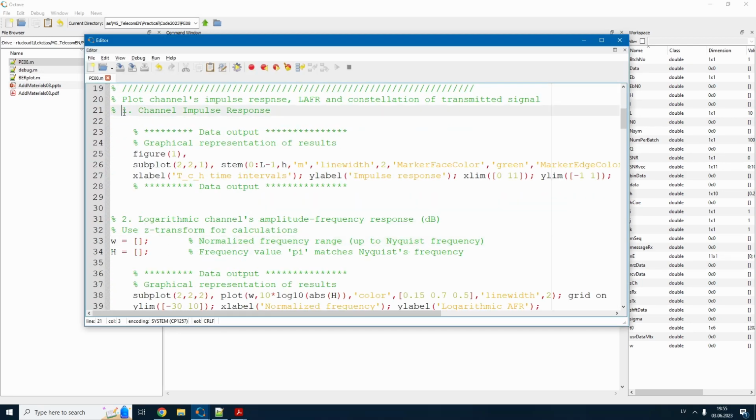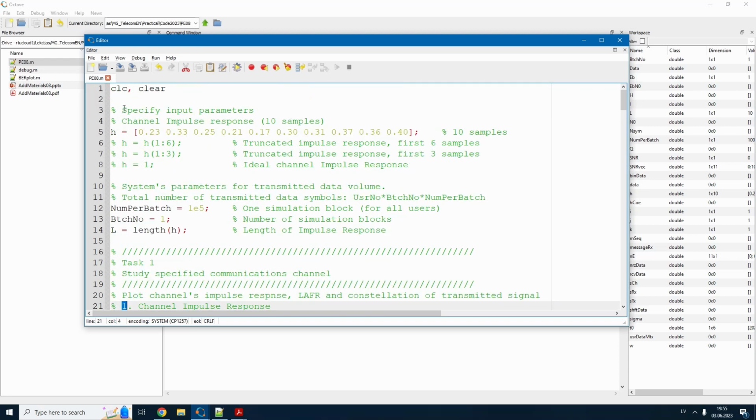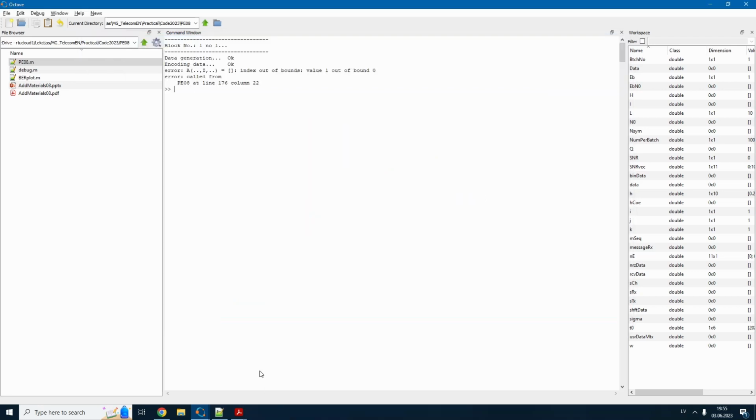So the task 1.1 is basically automatically achieved for you as soon as you type in this impulse response. So let me actually count. What is L? L is 10. So there are 10 paths.